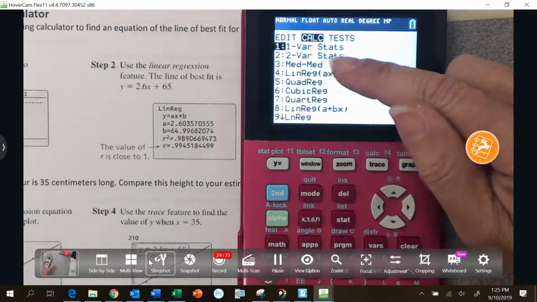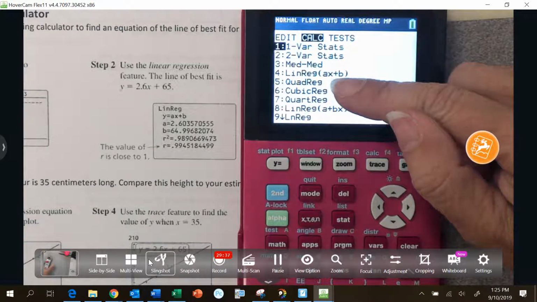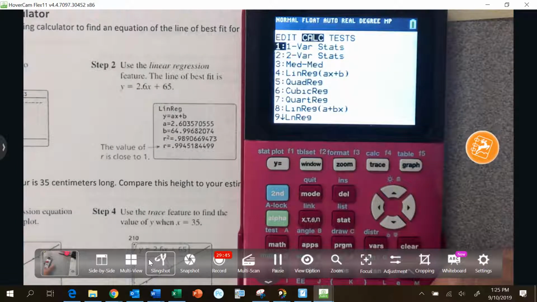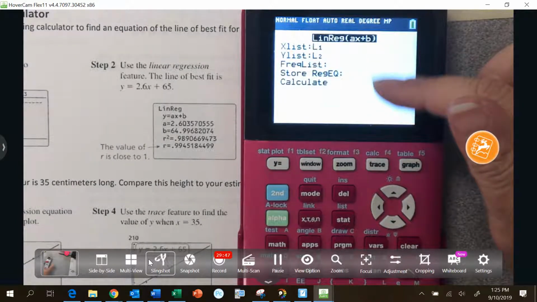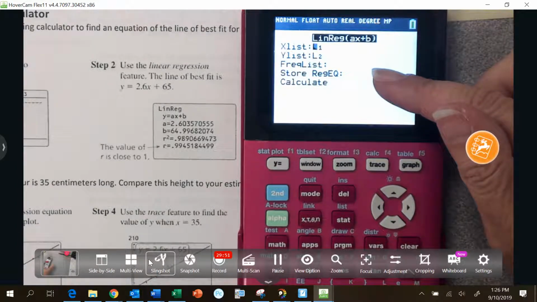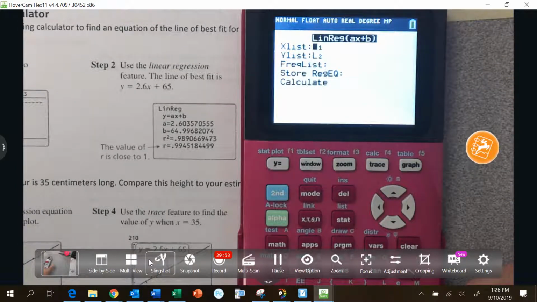And if you look carefully, the fourth thing says LinReg, AX plus B. Linear regression is number 4. So we're going to choose number 4. Depending on your calculator, you might have to enter a bunch of times, or maybe you just have to enter once. It just depends on how old your calculator is. But I'm going to enter a bunch of times for mine.